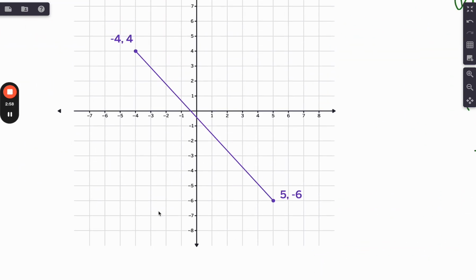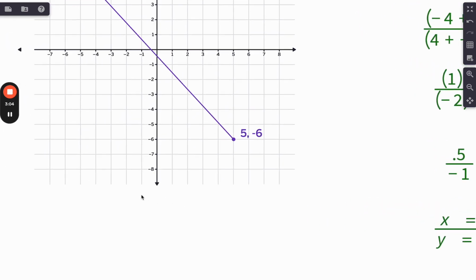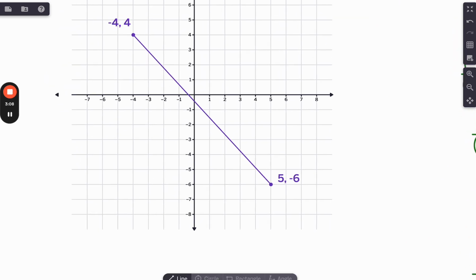So if I look here and I know my x is 0.5 and my y is -1, now I can plot that point on my coordinate plane here. Okay, here is our 0.5 on our x. And then if I go down -1, that right there is going to be our midpoint. So now I can plot that midpoint.